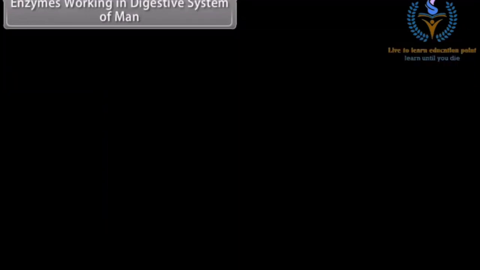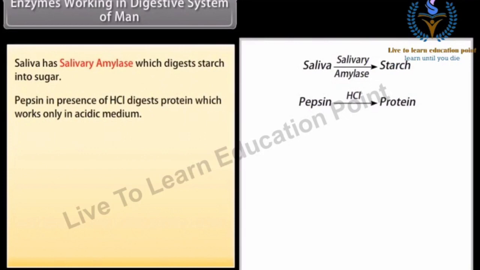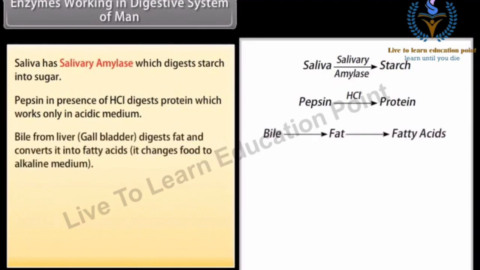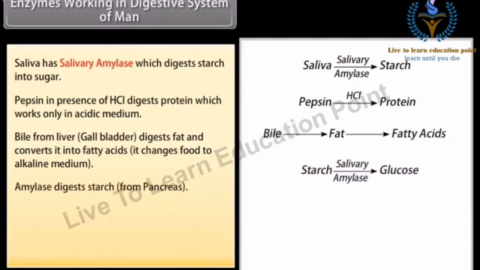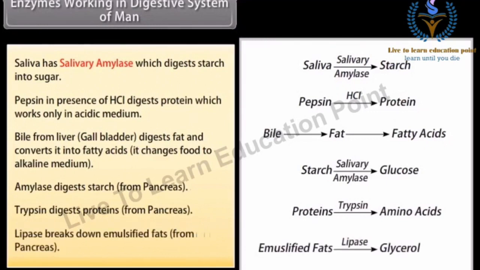Enzymes working in the digestive system of man. Saliva has salivary amylase, which digests starch into sugar. Pepsin in presence of HCl digests protein, which works only in acidic medium. Bile from the liver, stored in the gallbladder, digests fat and converts it into fatty acids. It changes food to an alkaline medium. Amylase from the pancreas digests starch. Trypsin from the pancreas digests proteins. Lipase from the pancreas breaks down emulsified fats.